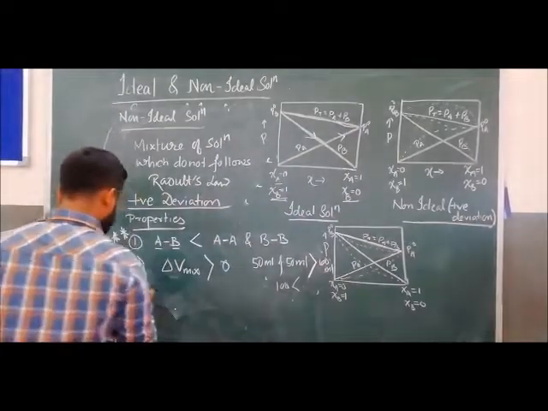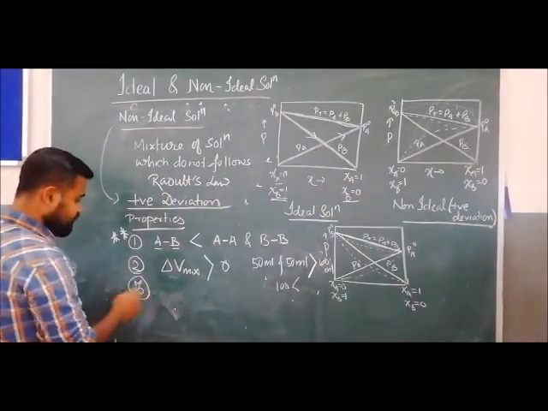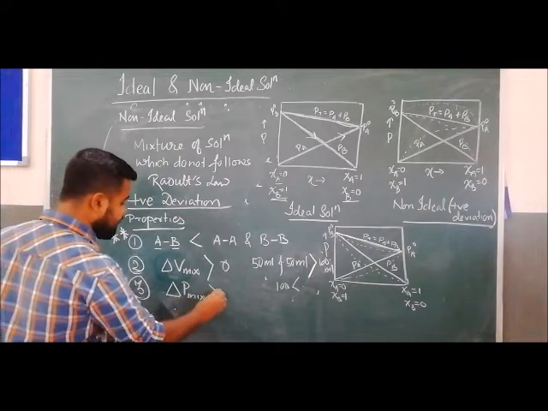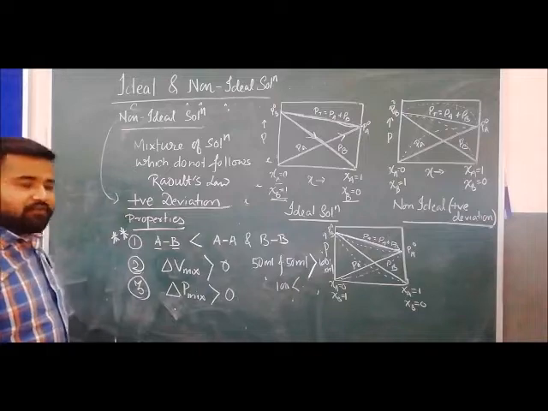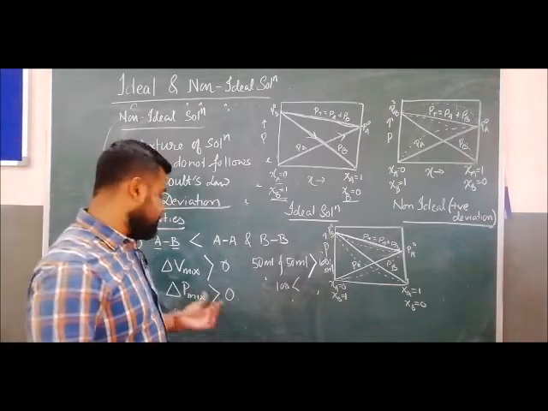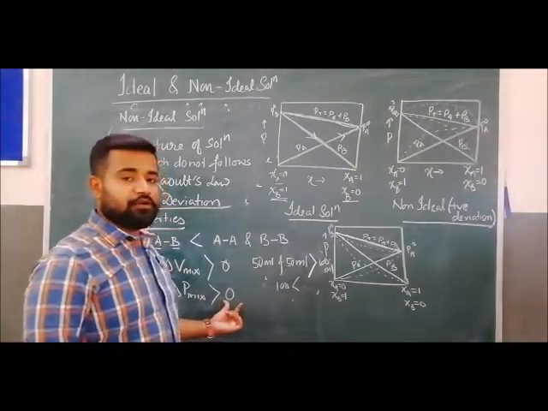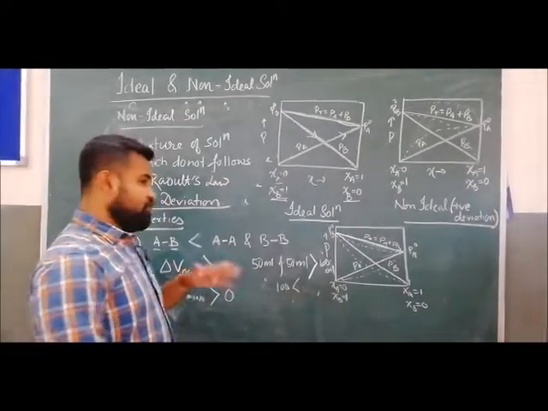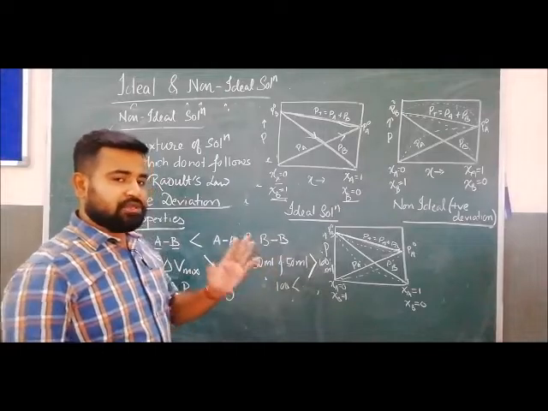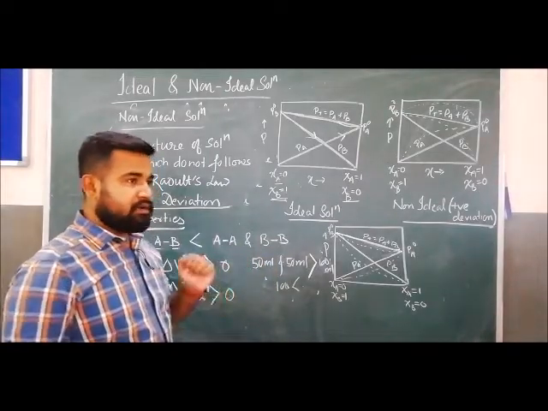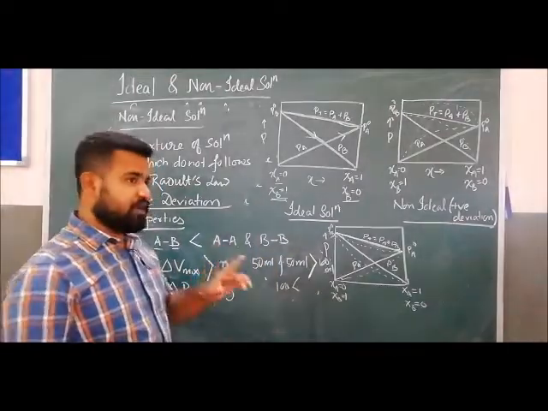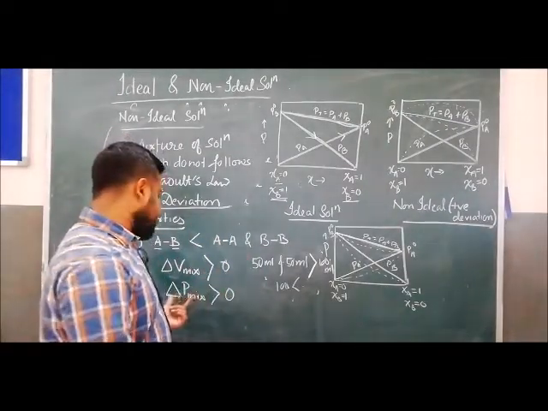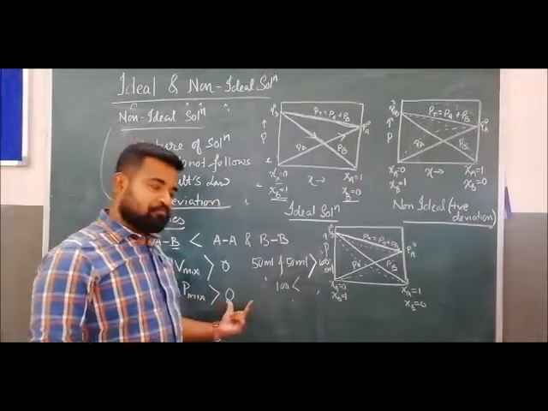Similarly, third point, the delta P mixing, the vapor pressure will also increase. The change in vapor pressure will be greater than 0. The vapor pressure increases means what? Before the solution, suppose it is 10 mm, after the solution it is 20 mm, means 20 minus 10 is 10, so it will be greater than 0. So delta P mixing is greater than 0.